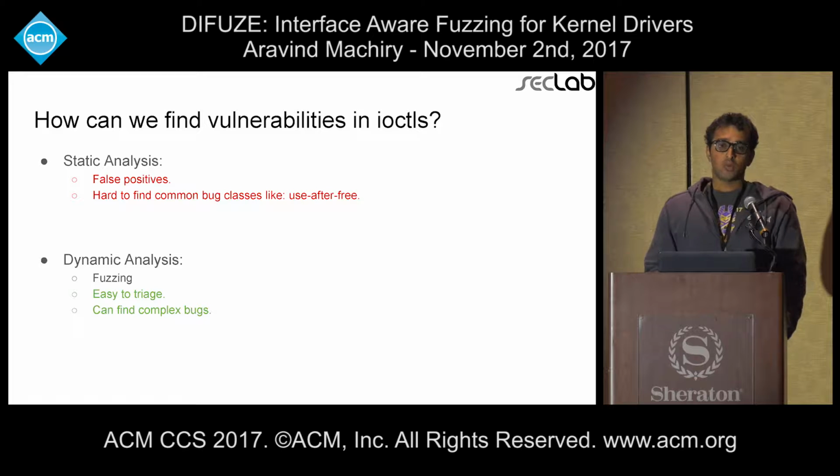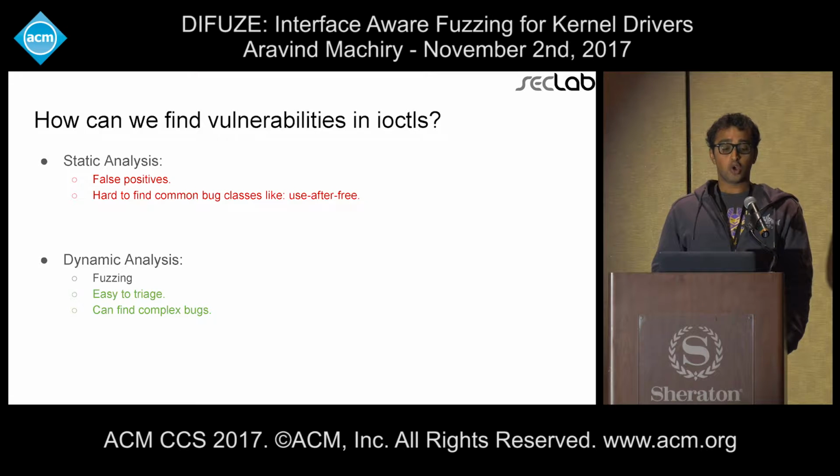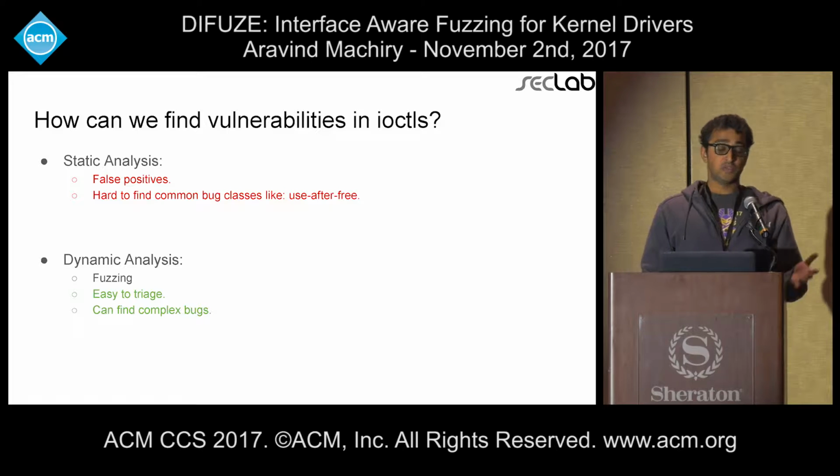Now, how can we find vulnerabilities in ioctls? Let's consult our classic friend, static analysis. But it could lead to a lot of false positives. Moreover, with static analysis it's very hard to find common bug classes like use-after-free, which is one of the bugs used in yesterday's exploit chain, because use-after-free requires us to understand pointer interactions, and our old friend alias analysis bites back, and it will end up being a lot of false positives. The other technique is dynamic analysis, specifically fuzzing.